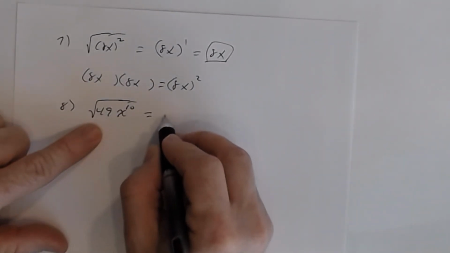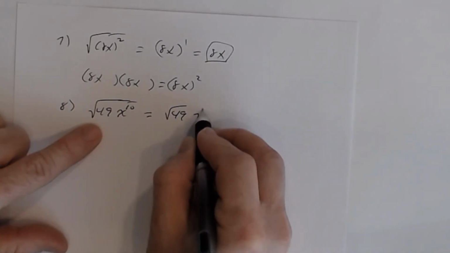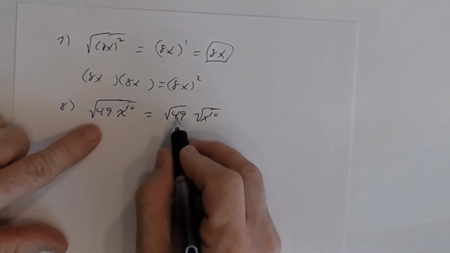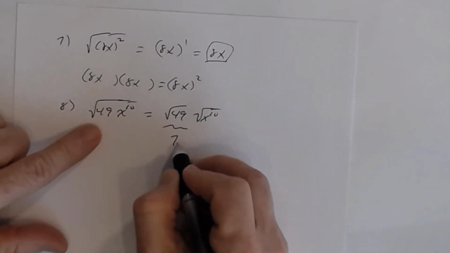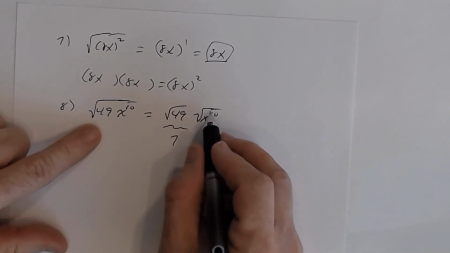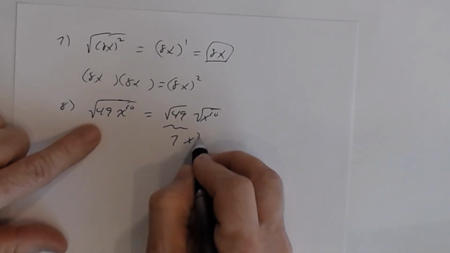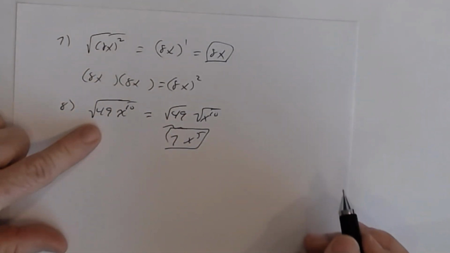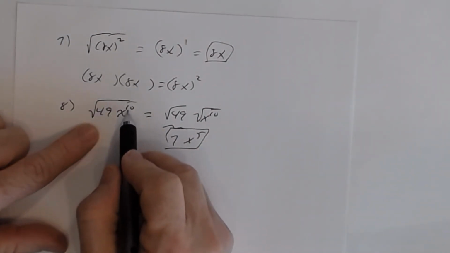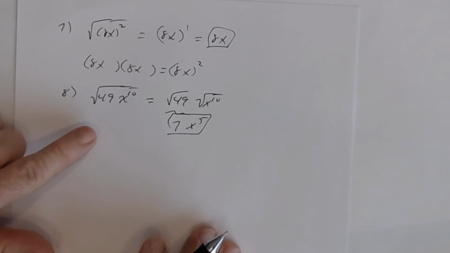According to the product rule, that's the square root of 49 times the square root of x to the 10th. 49 is a perfect square. Square root of 49 you know is 7, right? This is easy because 10 is divisible by 2. 10 divided by 2 is 5, so that's x to the 5th. So there's your answer, 7x to the 5th. So the square root of 49 is 7. The square root of x to the 10th is x to the 5th.